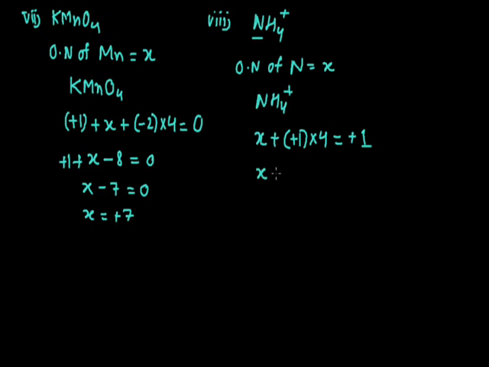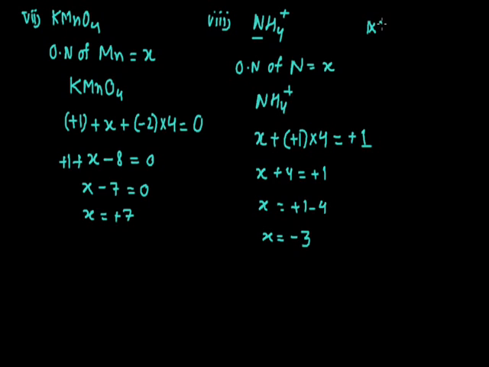Now it will be X plus 4 is equal to +1, or X equals +1 minus 4, so X is equal to -3. So we can say that in the ammonium ion, the oxidation state of nitrogen is -3.